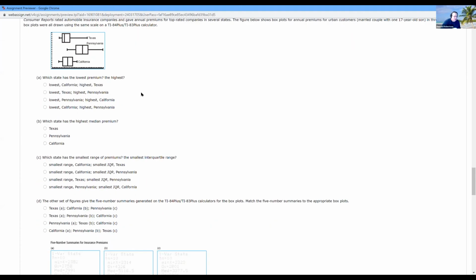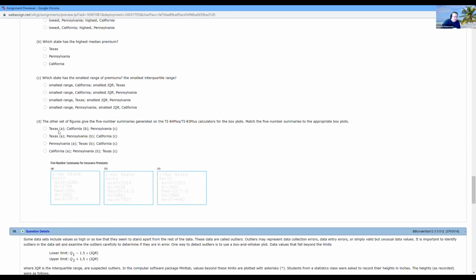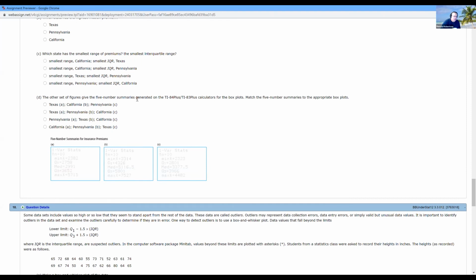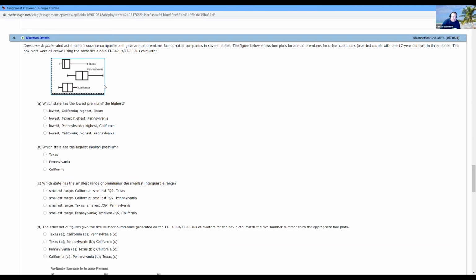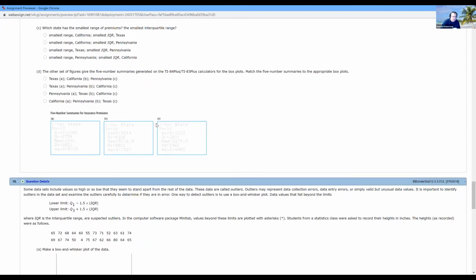Anyway, okay, let's look at this one because it is interesting. Which state has the highest median premium? Pennsylvania. Gotcha. The other sets of figures are the 5-figure summaries generated by a TI-84, right? We've done that. Match the 5-figure summaries. So do you see this one here called A, and this one here called B, and this one here called C? These numbers were generating that picture. Okay, let's see if we can find Pennsylvania out of this. Which one of these three is Pennsylvania? A, B, or C?